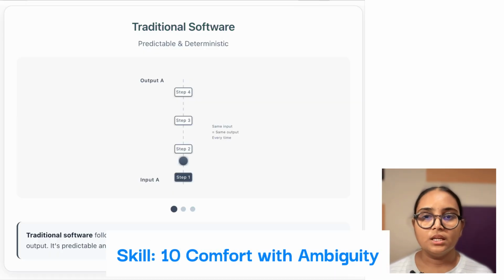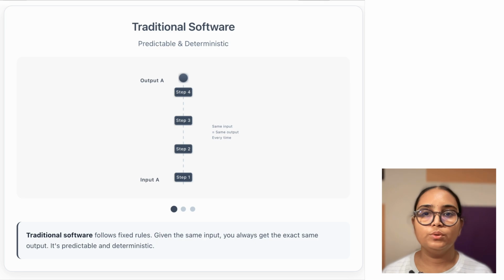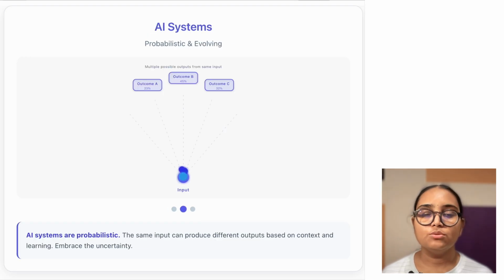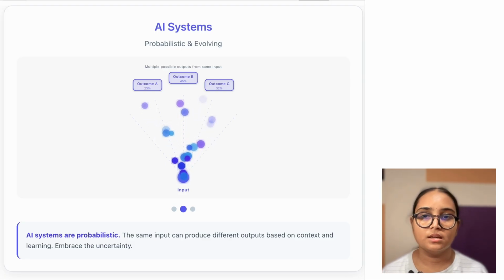Now, finally, skill number 10, which is comfort with ambiguity. AI systems don't work like traditional software. They are probabilistic rather than predictable. This means designers need to get comfortable with uncertainty instead of expecting fixed outcomes. You will be designing for systems that evolve and change as they learn.